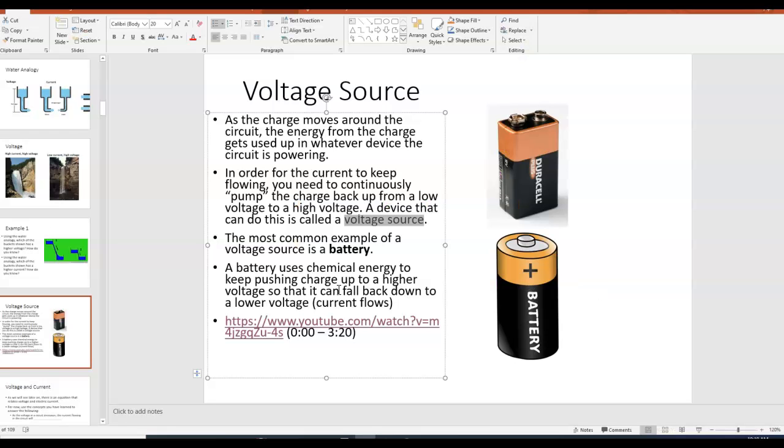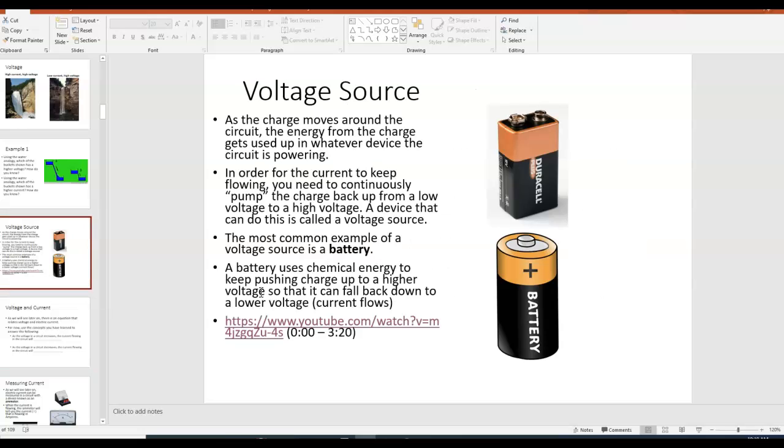That is basically the very basics of circuitry, talking about the concept of current and the concept of voltage. We're going to go into a lot more detail about some of these things later. This is just talking about the basics right now. The last thing I want to say really quickly is we talked about how a battery is an example of a voltage source. The way a battery works is that there's chemical energy that gets created inside the battery, and that's where the energy comes from to keep pushing those electrons up to a higher voltage so that they can fall back down to a lower voltage and give their energy to whatever device you want to power.